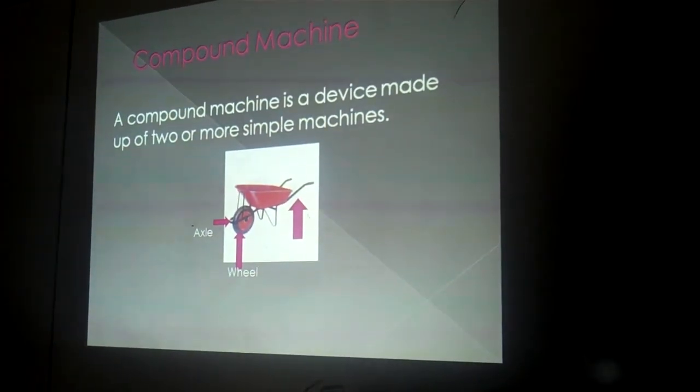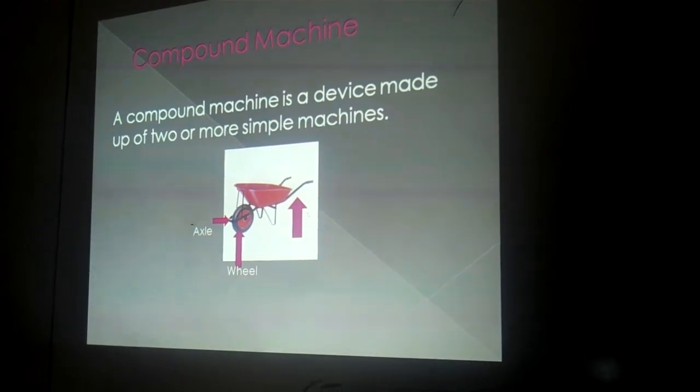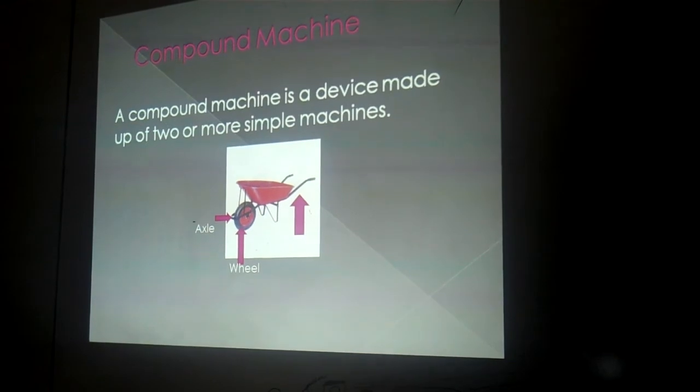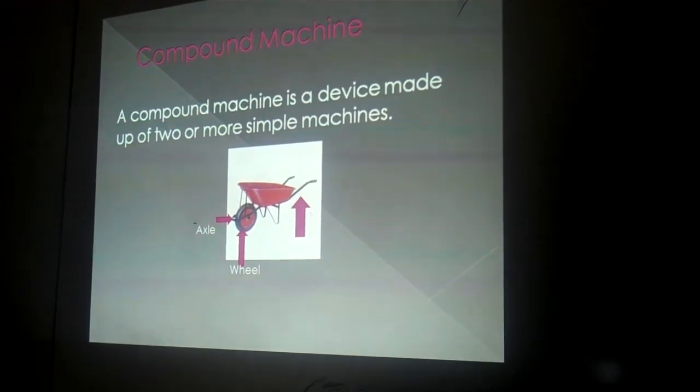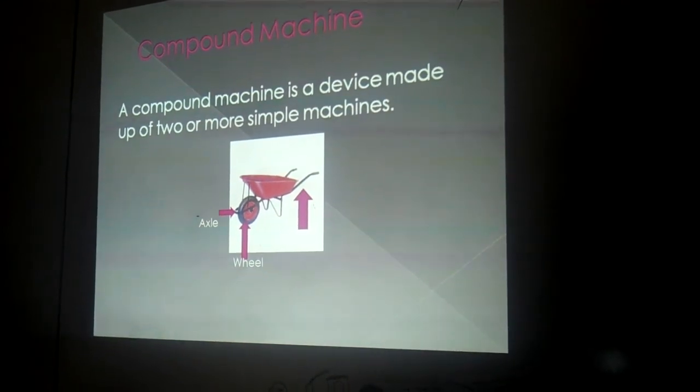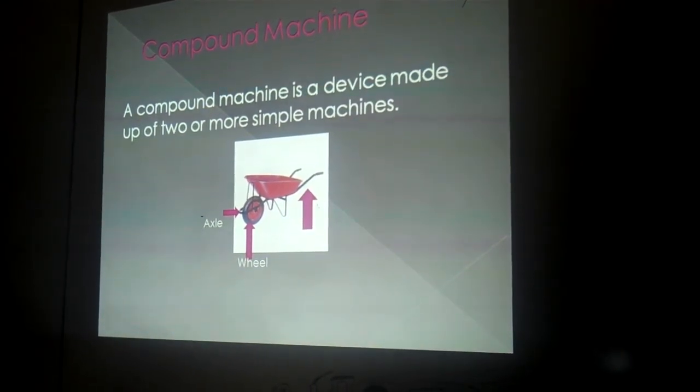And a compound machine is a device made up of 2 or more simple machines. Whenever you think of a compound machine, you usually think of wheel and axle, but back there where the handles are, that's a lever too. So a wheelbarrow is a compound machine.